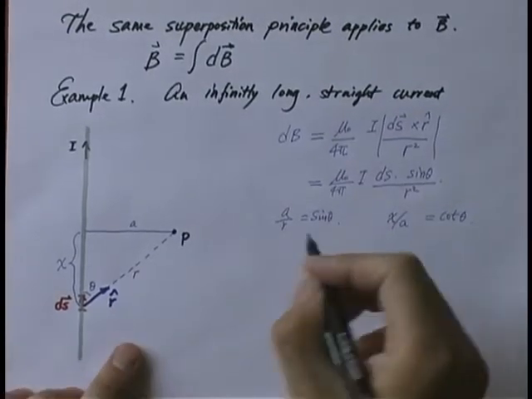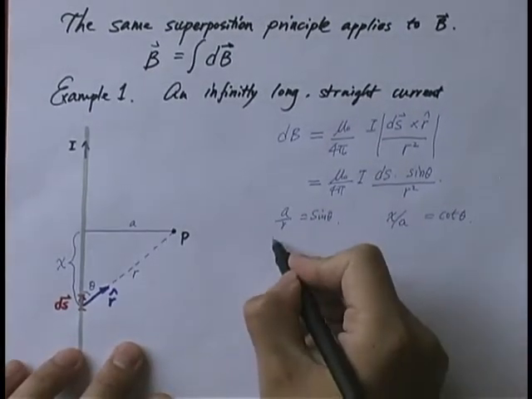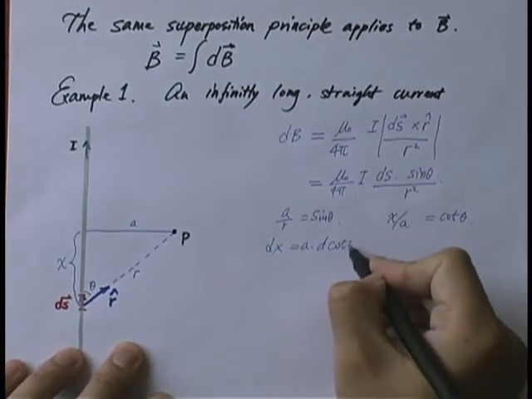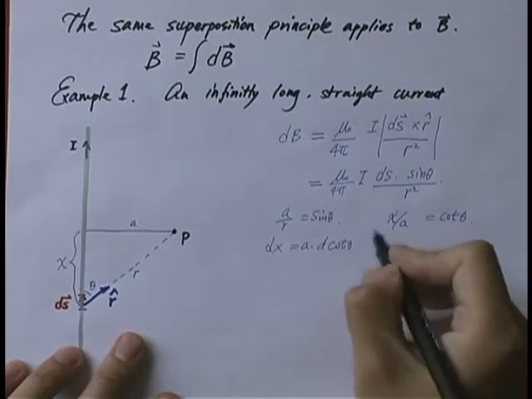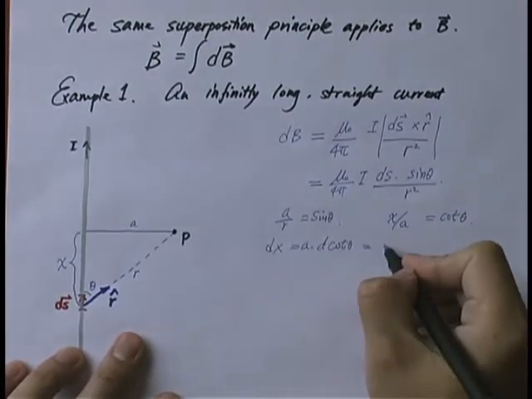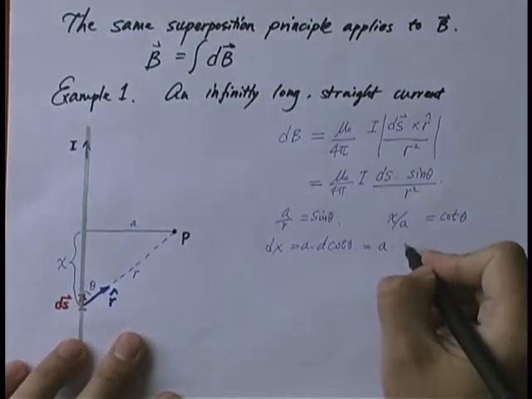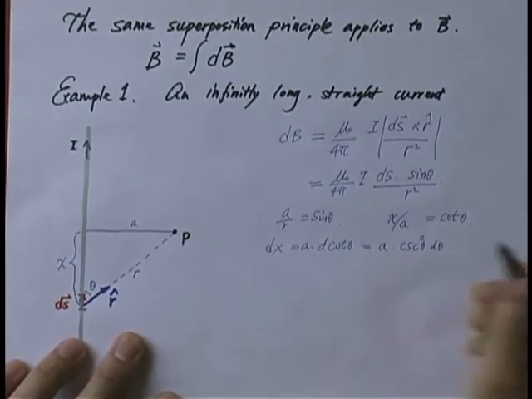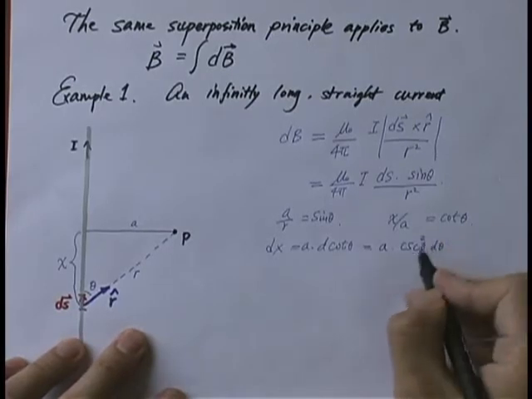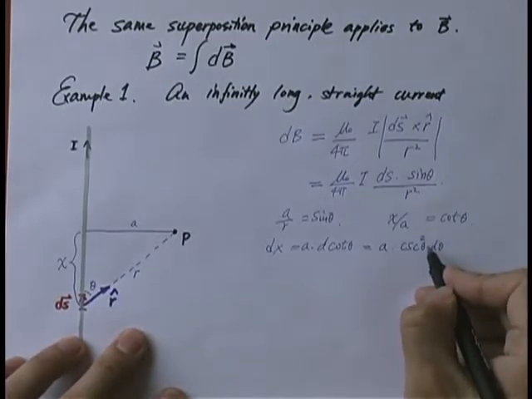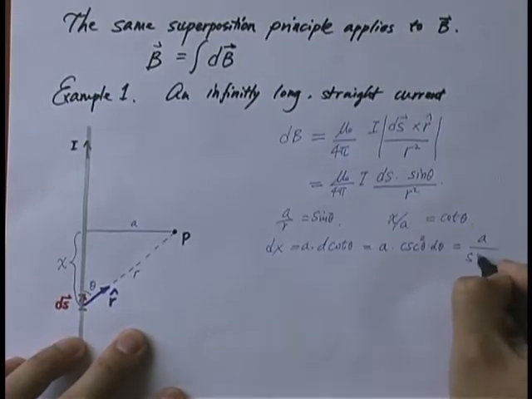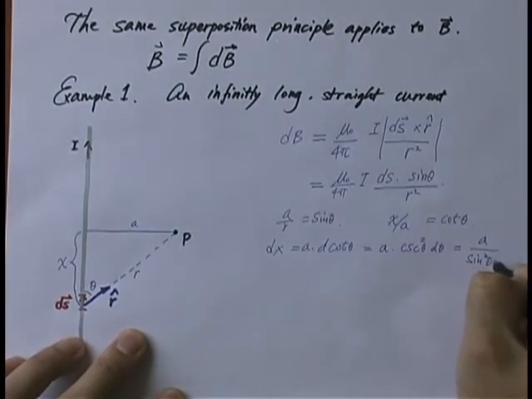Okay, so let's do that. We're going to write dx equals a times d cotangent theta. And you know what d cotangent theta is. It is a times what? Cosecant theta squared d theta, or negative cosecant squared. Cosecant really is 1 over what? 1 over sine, if you remember that. So this is a over sine theta squared, and then d theta.